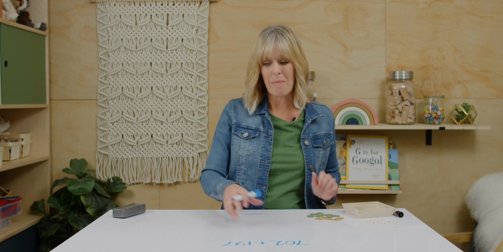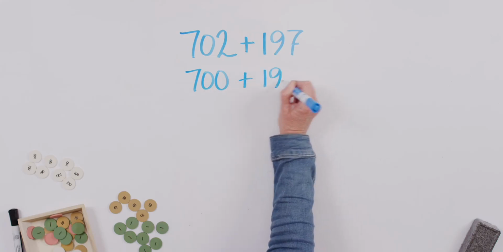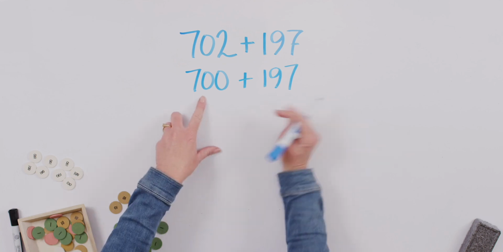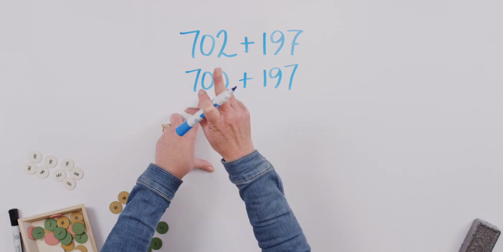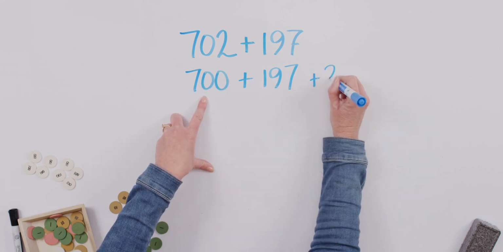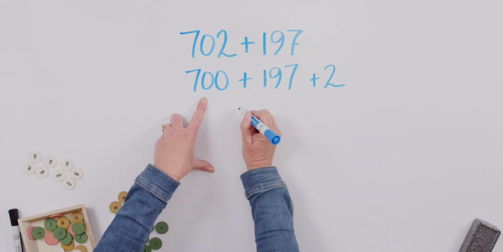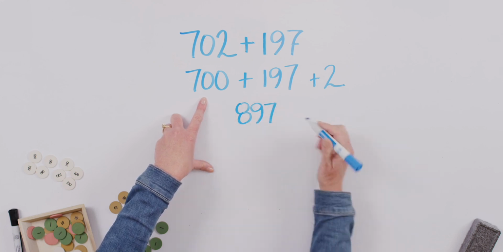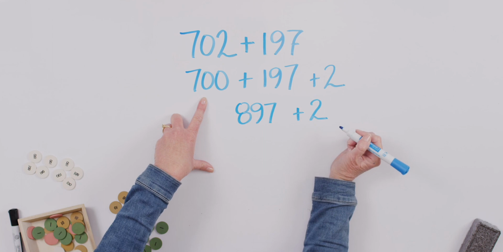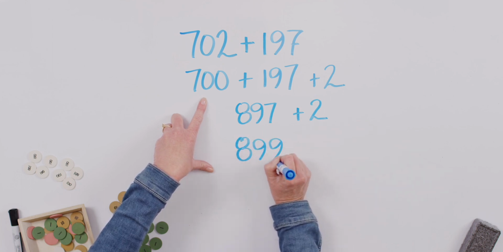Right, so some of you might have thought, you know what, this is so close to 700. I'm just going to say this is 700, and I'm going to add my 197 to it. But remember, we are not adding 700, we're adding 702, which is 2 more. So let's make sure we add our 2 right there. So we can do 700 plus 197 is going to give us 897, right? And then we're going to add our 2. That's going to give us 899.